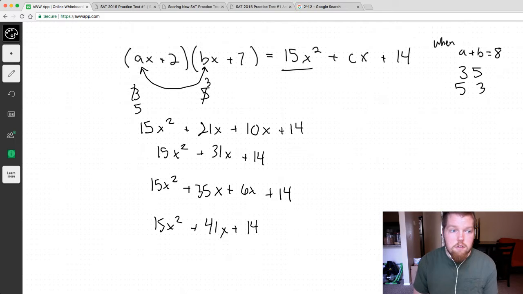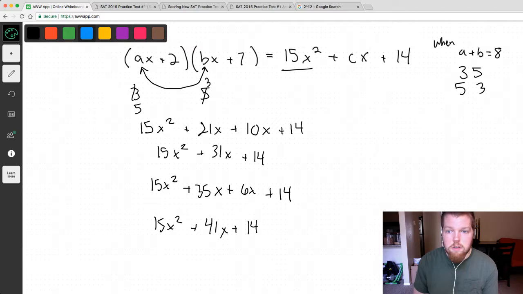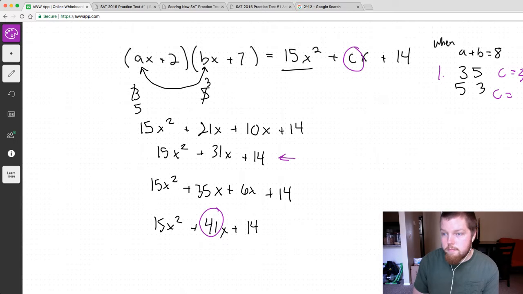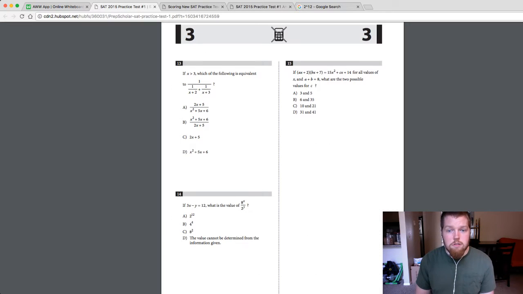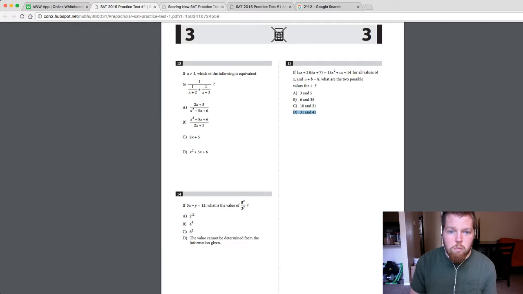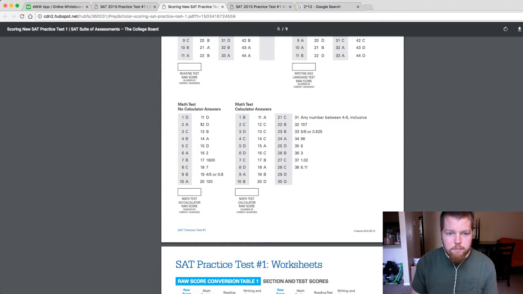So the c, that's here, they want to know two possible values for that. So when a was 3 and b was 5, c was equal to this one, 31. And when a was 5 and b was 3, c is equal to that one there, 41. So they asked for two possible answers, 31 and 41, D, for number 15. D is correct.